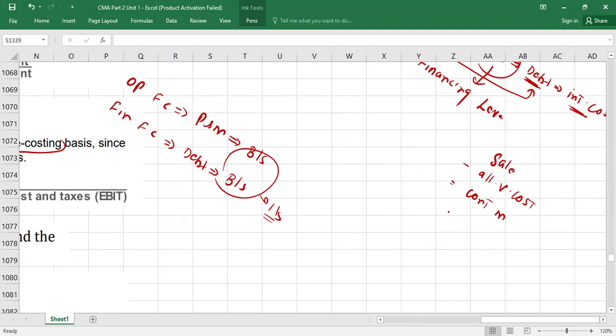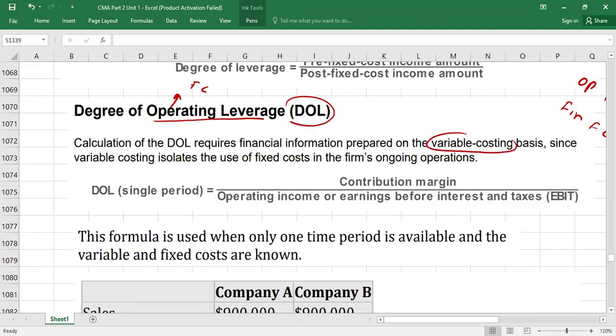From there, you will deduct fixed cost. Okay, so this is known as your operating income. This approach is called the variable costing approach. So in operating leverage, especially, you have to use variable costing basis. Right or wrong? So here we go.